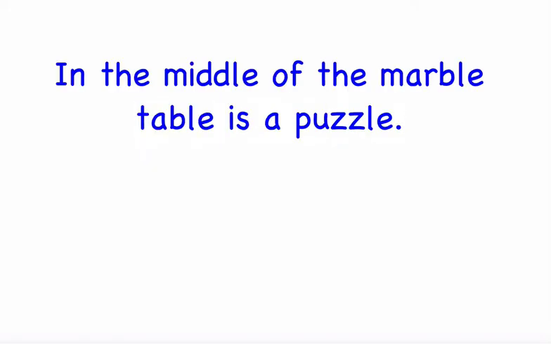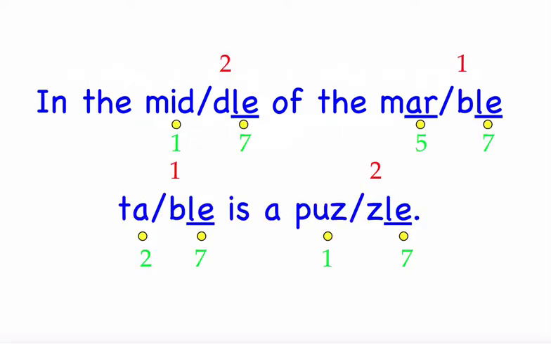Ta, 2 sounds. T, a. Bull, 2 sounds. B, ul. Table. Is a puzzle. Puzz, 3 sounds. P, u, z. Zul, 2 sounds. Z, ul. Puzzle. In the middle of the marble table is a puzzle. Now mark the words in this sentence and advance the screen when you're done. In the middle of the marble table is a puzzle.